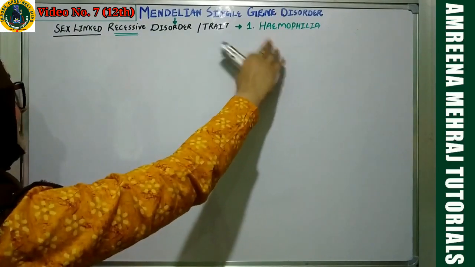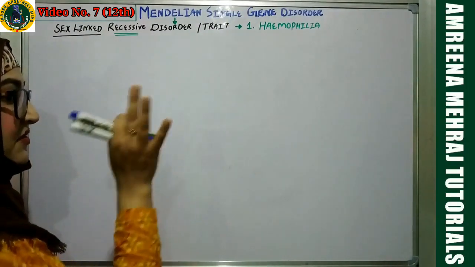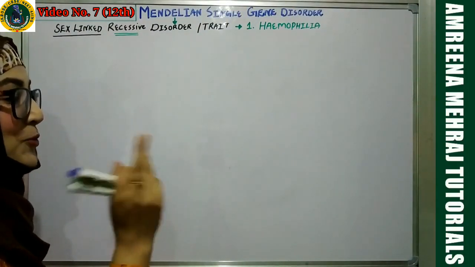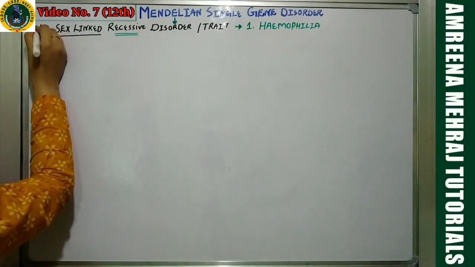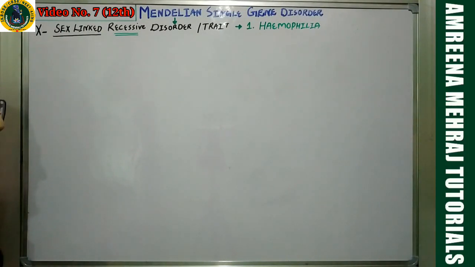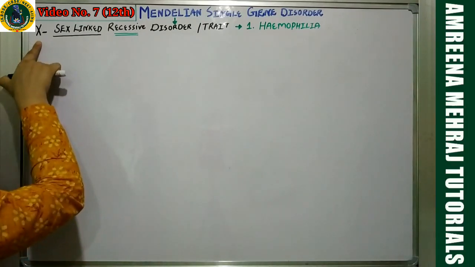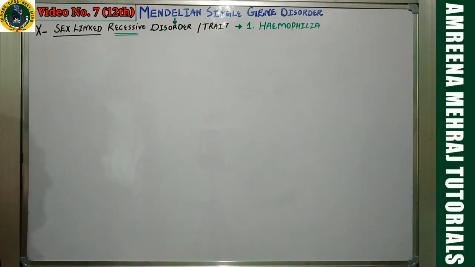So hemophilia falls under which category? It's a sex-linked recessive disorder. This is the first thing you have to remember. That means this disorder is related to some kind of problem in the sex chromosome. And specifically which sex chromosome is it? It's the X chromosome. So we should say it's an X-linked recessive disorder. Or you can remember sex-linked disorder, because later on in the inheritance pattern or at the time of mutation, you'll see that the mutation has taken place in the X chromosome. That's why we use the word X-linked or X chromosome-linked recessive disorder.